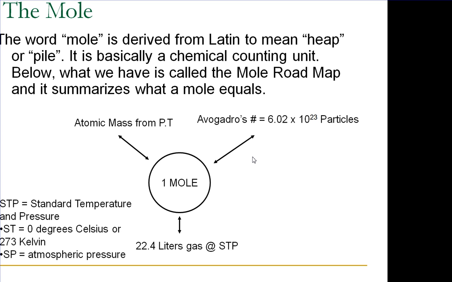This is a mole roadmap, which helps you understand what a mole equals. If you have the atomic mass from the periodic table and Avogadro's number, which is 6.02 times 10 to the 23rd particles, and then you have 22.4 liters of gas at STP, that is also 1 mole. So all of these, when I say a mole, are equal. STP is standard pressure and temperature.